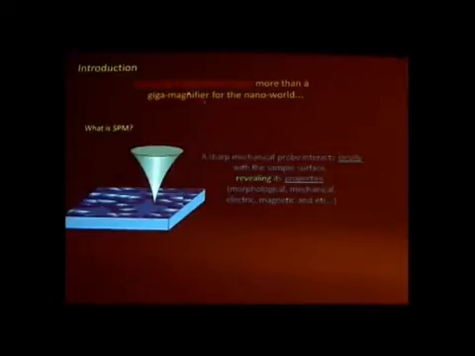So scanning probe microscopy, as a microscopy technique, is a magnifier, but I think it's more than a giga magnifier for the nano world. Why? Because in SPM, scanning probe microscopy, you have a sharp mechanical probe which interacts locally with the sample surface, normally revealing its properties. That's the magnifier part of it. But I like also to think that because we're interacting, we can not only see but also change the properties. And that's what we're trying to do.